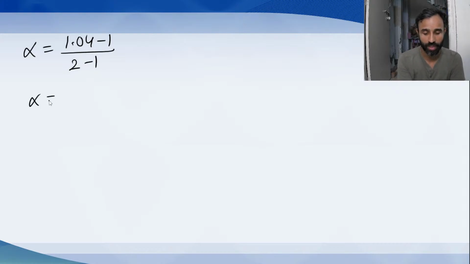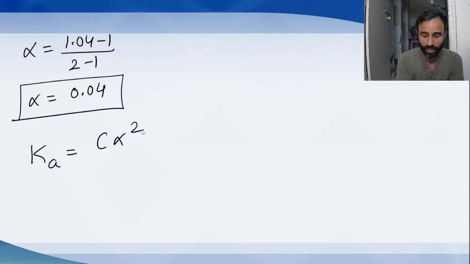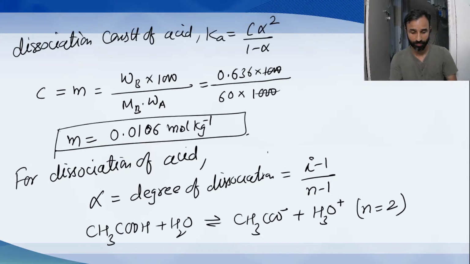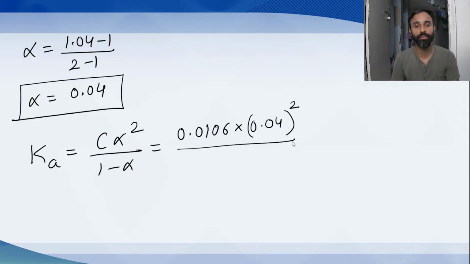n is 2. So alpha is equal to i minus 1 upon n minus 1, that is 1.04 minus 1, so 0.04 divided by 2 minus 1, so 1. So alpha is 0.04. Now Ka is C alpha square over 1 minus alpha. C we have calculated, that is 0.0106 into 0.04 whole square divided by 1 minus 0.04.